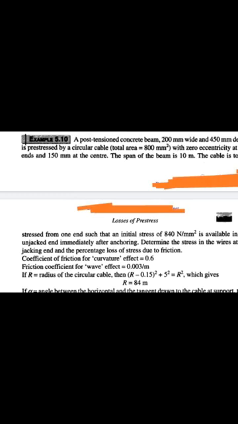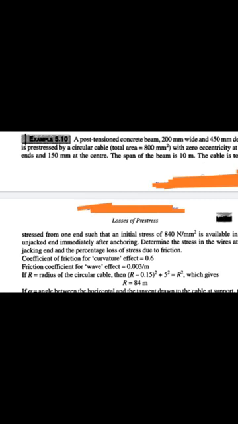Such that an initial stress of 840 Newton per mm square is available in the unjacked end immediately after the anchoring. So determine the stress in the wires at the jacked end and the percentage of the loss of stress due to friction. The coefficient of friction for the curvature effect is given as 0.6, and the friction coefficient for wave effect is 0.003 per meter.